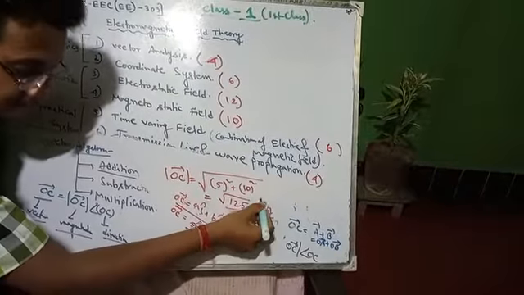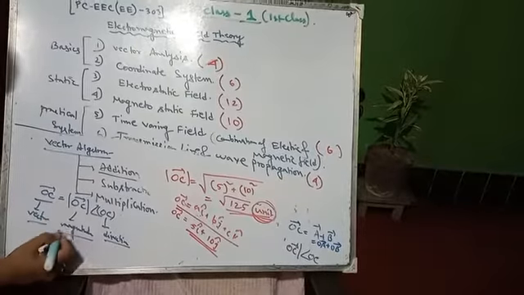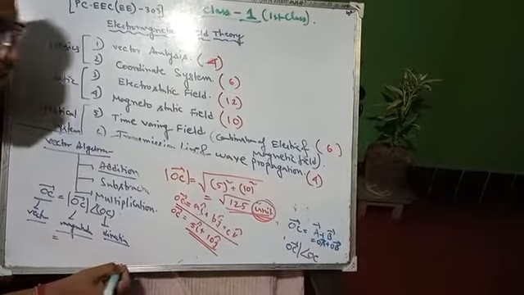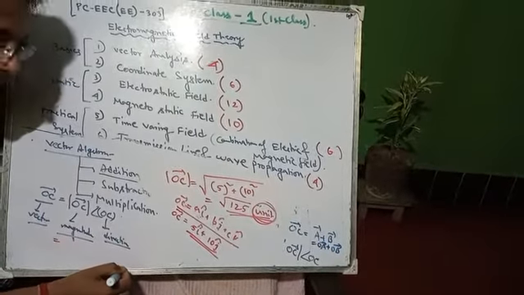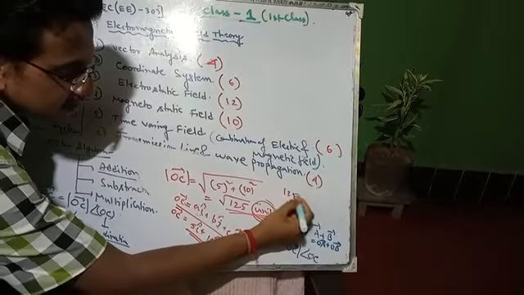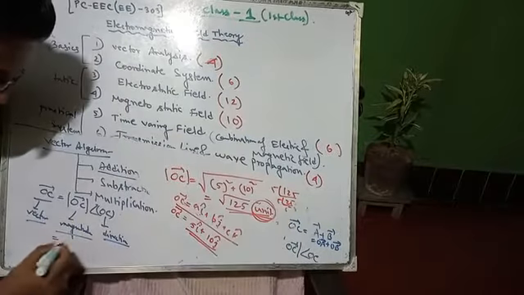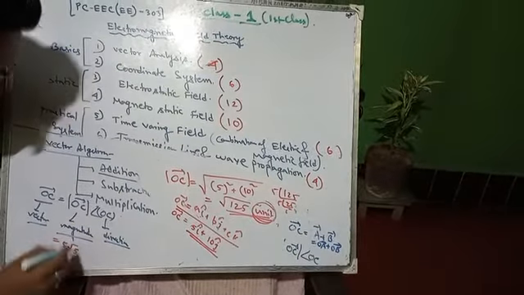You have to write the unit over here. So this magnitude will be root 125. Root 125 means what? 125 is 5 times 25, so it is 5 root 5, right? So 5 root 5 will be the magnitude.